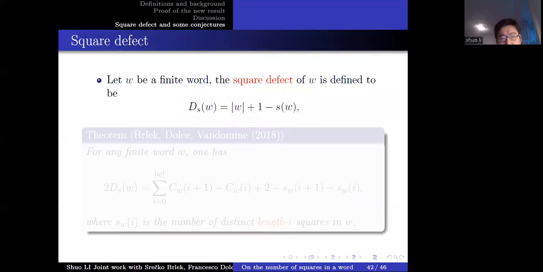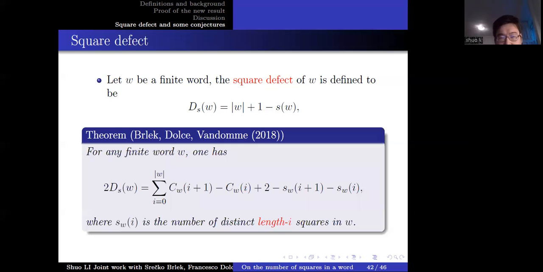So if we define the square defect of a word in a similar way, and we consider the BR identity for the square defect, if we can prove the following, we can prove that the BR identity for squares also holds for all finite words.